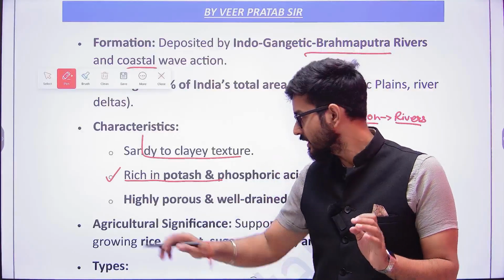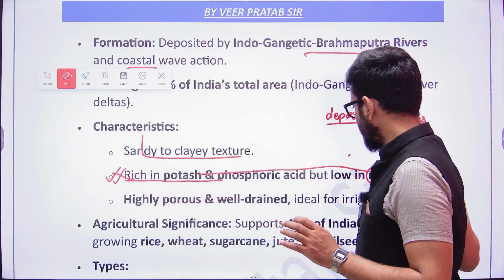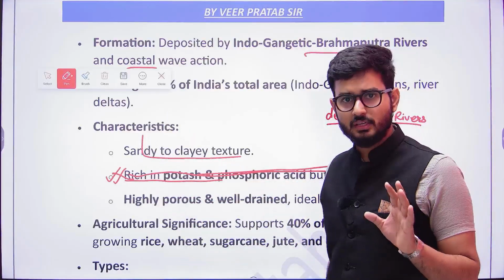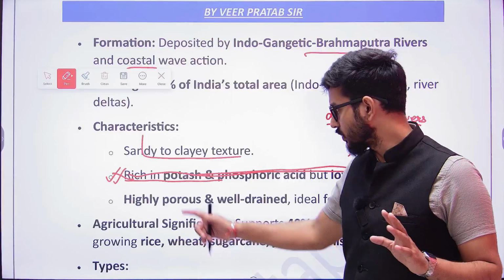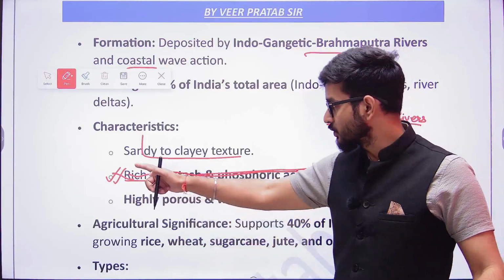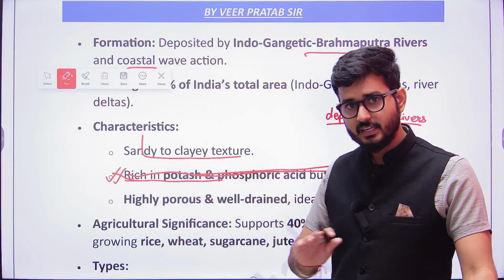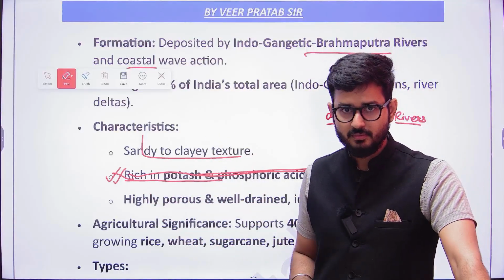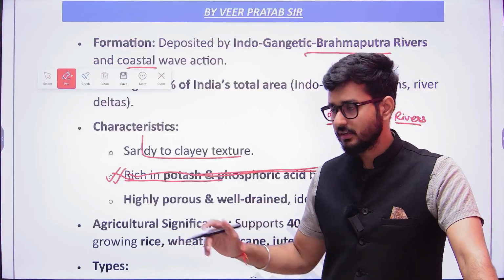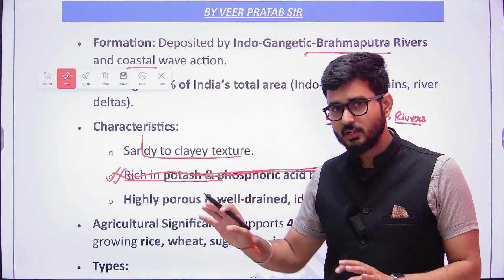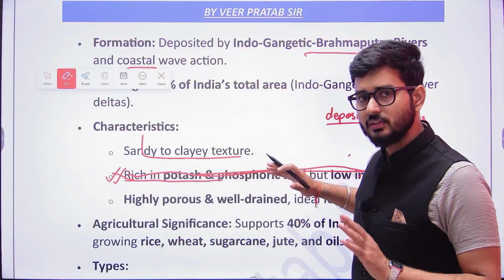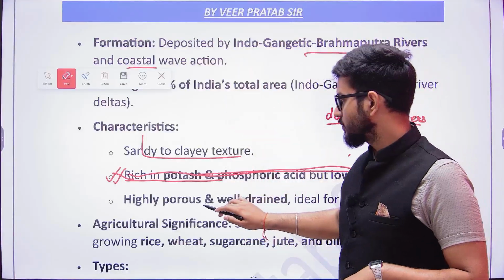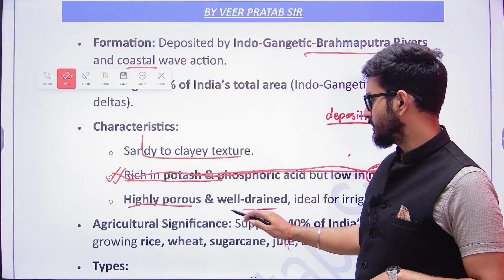So again I am telling you, cancel all these points in all the soils, and do a fresh one. Do not go with these points in the soils that I have mentioned. You need to create a fresh one. Just understand that these points are not there, and I have given you a fresh homework. Now, the alluvial soils are highly porous in nature, and they are very well drained.